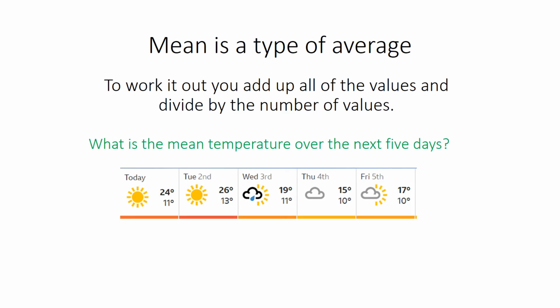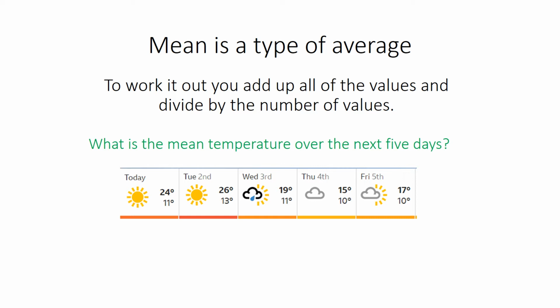Hi, in this video we are going to have a look at the mean and the range of data. So, mean is a type of average. Often if you hear people saying what's the average number of children in a family, what they actually mean is the mean.